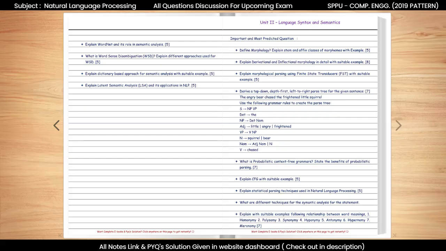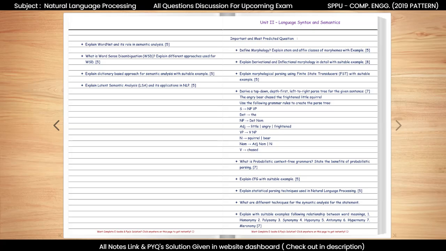Homonymy refers to words with same form but different meanings, like bank of river and bank of money. Polysemy refers to a word with related meanings, like head of body and head of department. Synonymy means words with similar meanings, like big and large. Hyponymy shows a specific to general relationship, like rose is a type of flower.